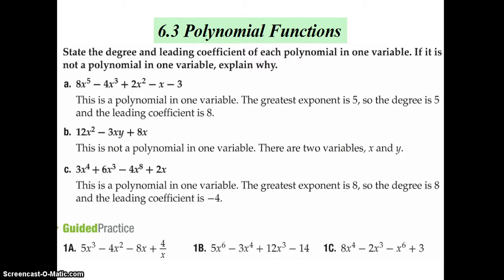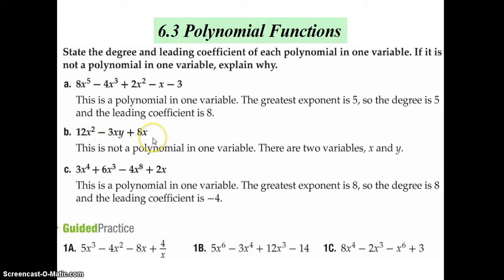In 6.3, we did several things in analyzing polynomial functions. One thing was to look at a polynomial and be able to say whether it was a polynomial in 1 variable, and its degree. So if you see these 3 examples, A is a polynomial in 1 variable. It has just x throughout. That is the only variable in A. Its leading coefficient is 8 because the term with the highest degree is the 8x to the 5th power. So its degree is 5 and the leading coefficient is 8.